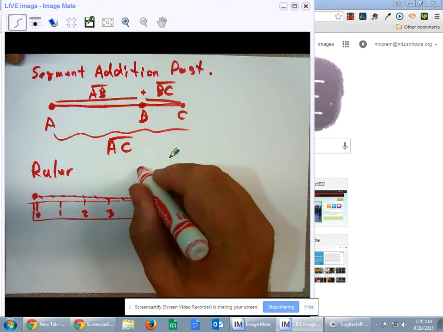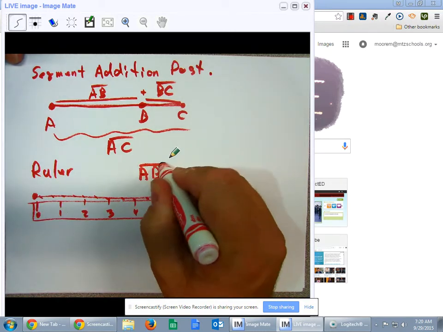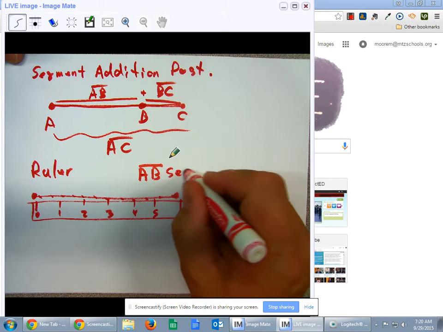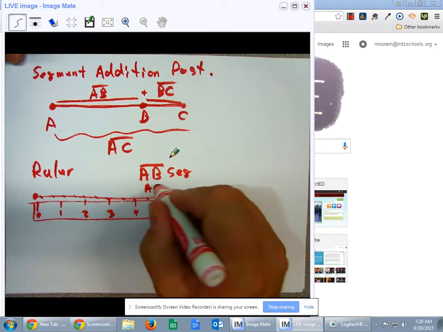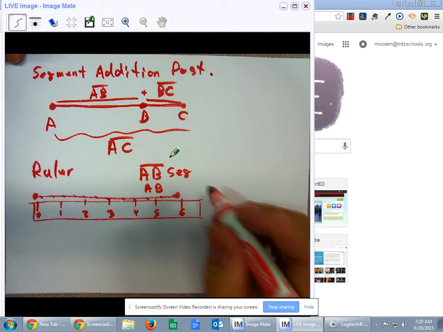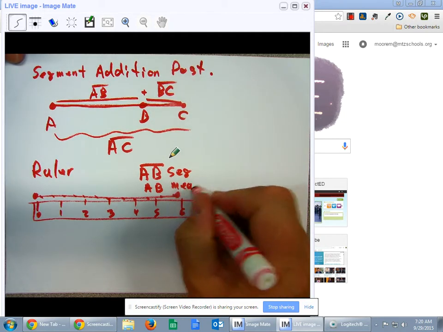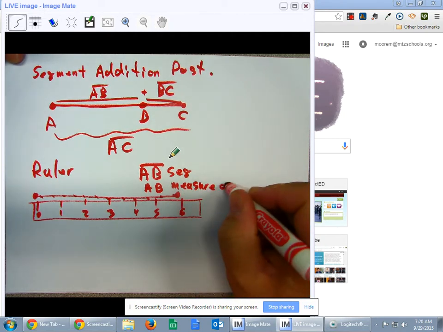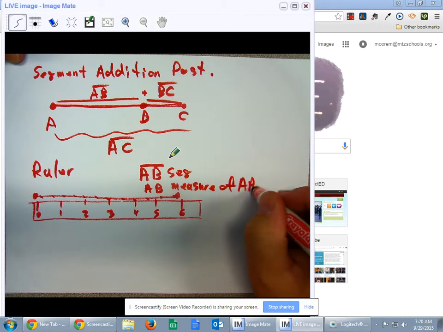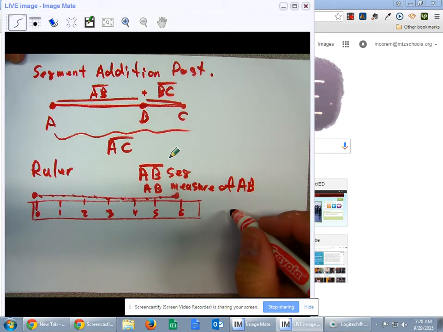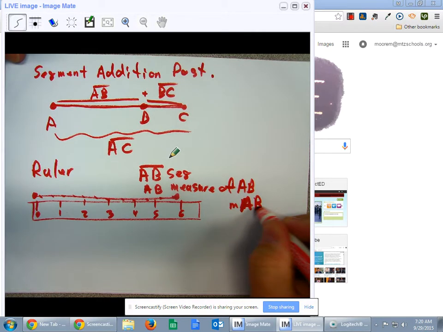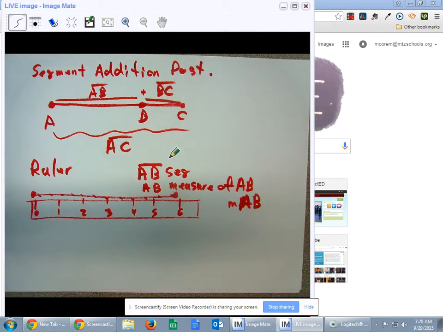So if I have AB with a line above it, that means segment AB. But if I have AB with no line above it, that means the measure of AB. Now, Mr. Moore kind of prefers if a person were to write MAB. MAB clearly defines that it is the measure of AB. So take your pick on your notation there, but that's the ruler postulate.